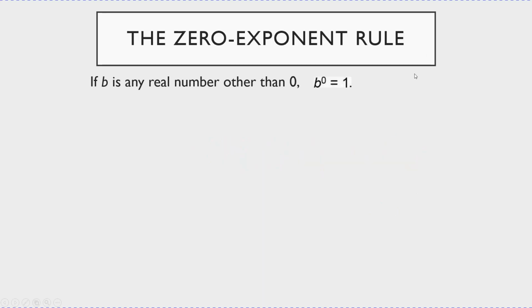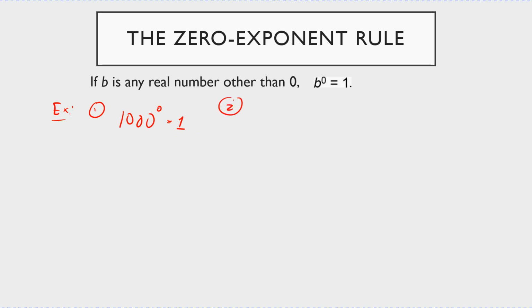All right, so the zero exponent rule. If b is any real number other than 0, if you take any number and raise it to the 0 power, it is always equal to 1. Always, always, always. All right, so for example, if you take the number 1,000 and raise it to the 0 power, doesn't matter what it is, 1,000 raised to the 0 power, that's just 1.